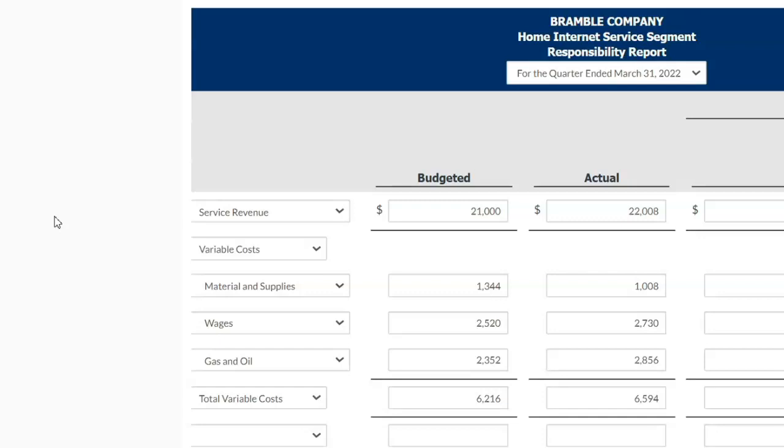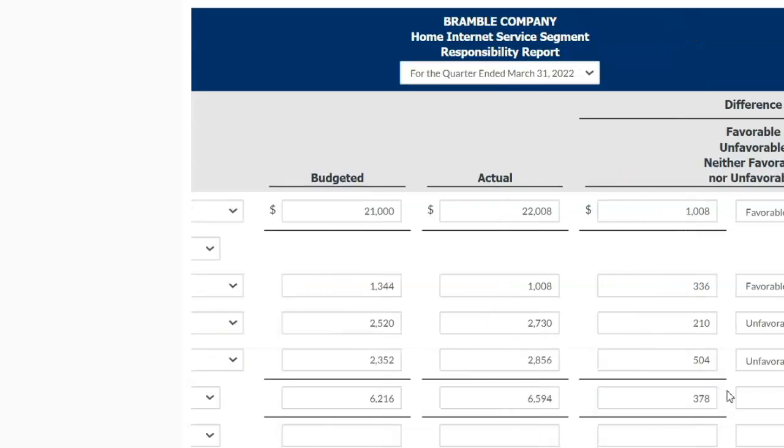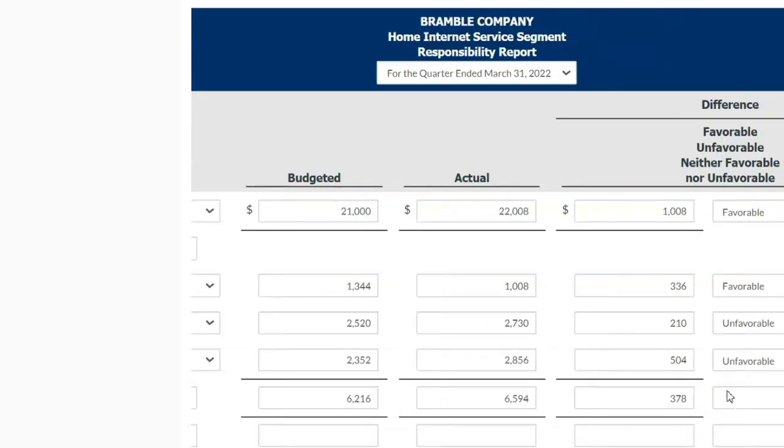What's the variance? No, we would add this up in this case. No, here, subtract the budget from the actual. We'd have to just subtract. Okay, correct, I forgot that. Minus 6216. 378. Favorable or unfavorable? Unfavorable because this is higher.